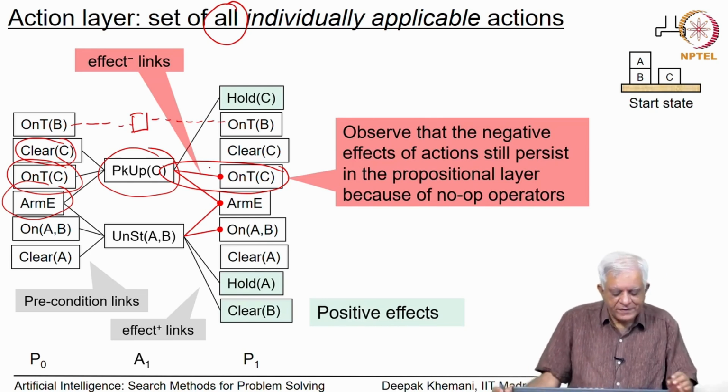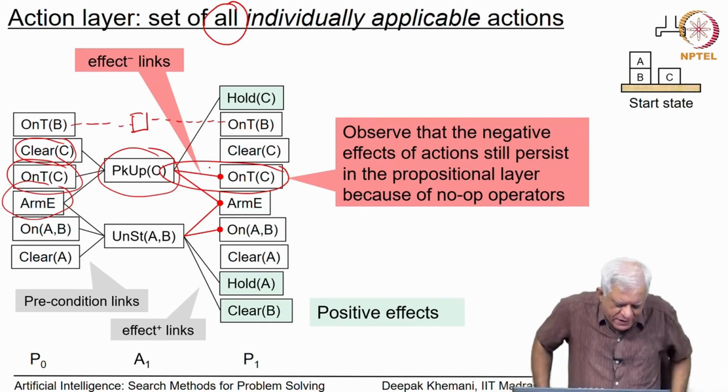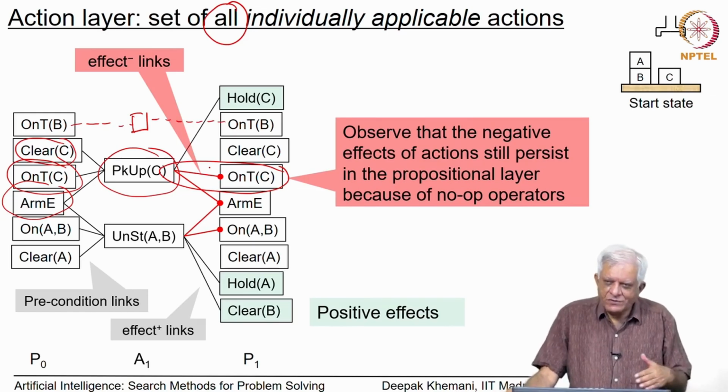It says that this is a negative effect of pick up C. On table C survives because remember that we have those no op actions, and they will continue to apply. So, you can imagine that if you had to construct a plan in which the first action was unstack A from B, then you should be able to do this pick up C action sometime later, and the fact that you are carrying it forward in every proposition layer will enable you to do that.